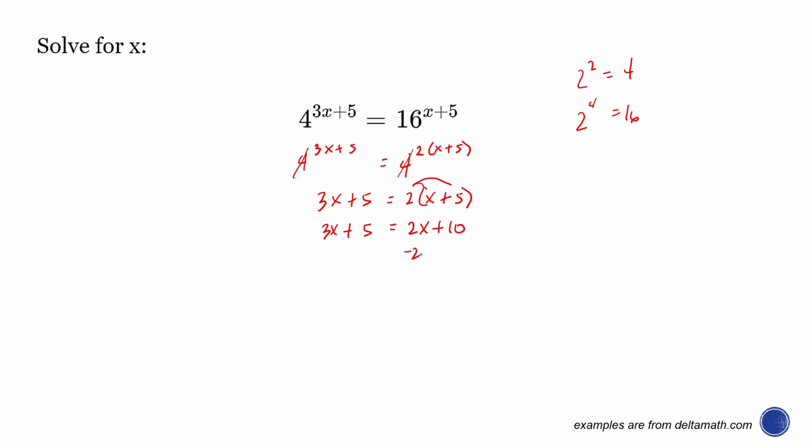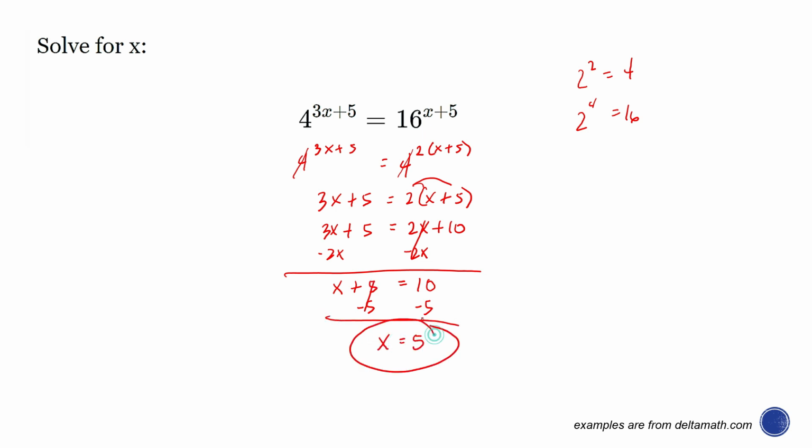Okay, so I will subtract 2x on both sides first. Plus 5 equals 10, and then subtract 5 on both sides. So x equals positive 5. So that's one possibility. You are going to express one number in exponential form in such a way that the base is the same as the base on the other side of the equation.